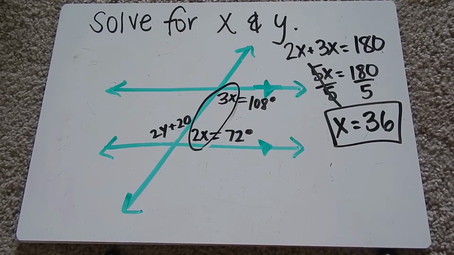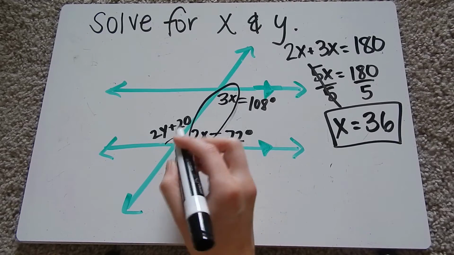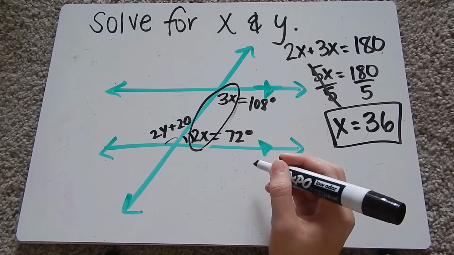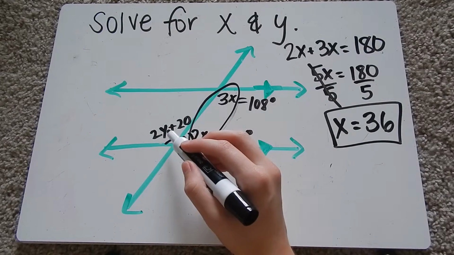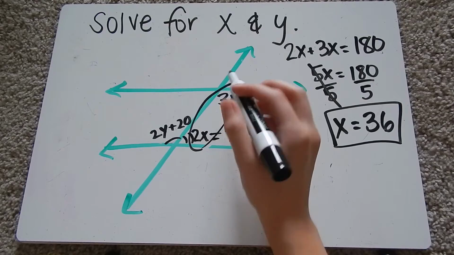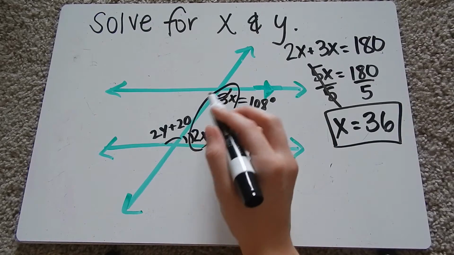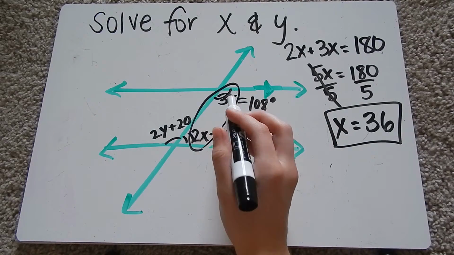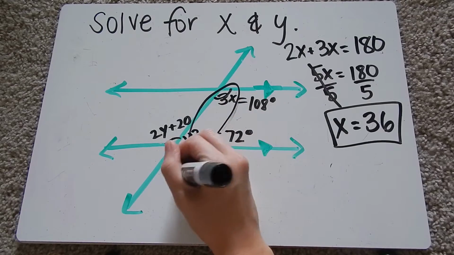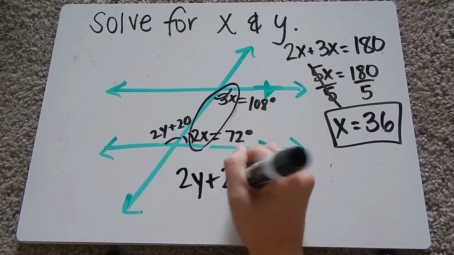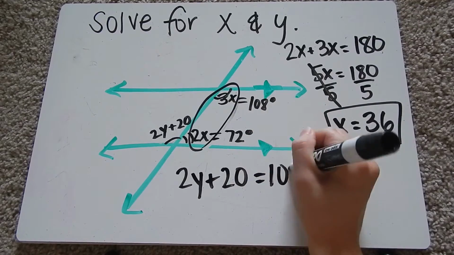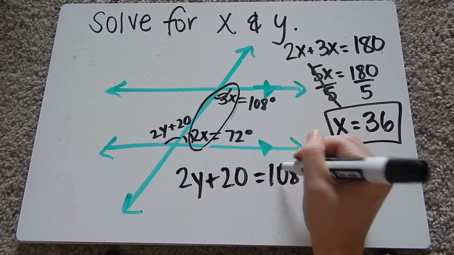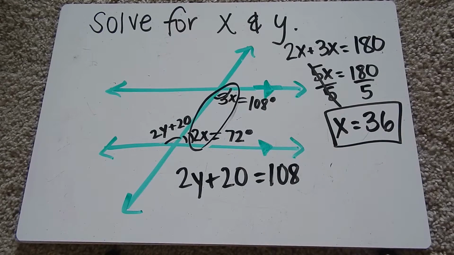There's two ways we can do it. These two are supplementary angles, so we can set them equal to 180. Or here we have alternate interior angles. These angle measures are equal. So that's what I'm going to use. I'm going to set these two equal to each other. So 2y plus 20 equals, and I want to actually use the number. I don't want to use the x because that would make me get stuck. I wouldn't be able to solve for y.